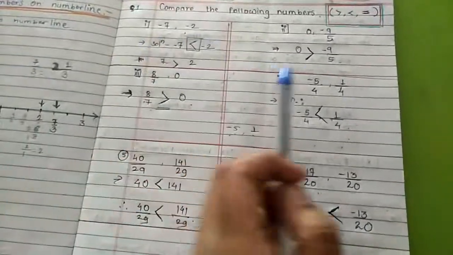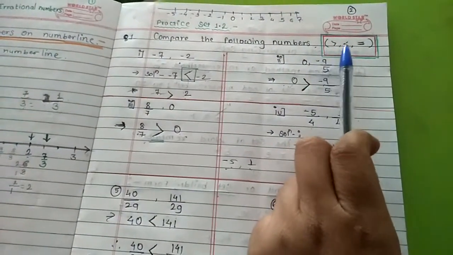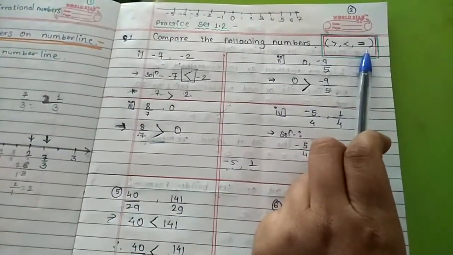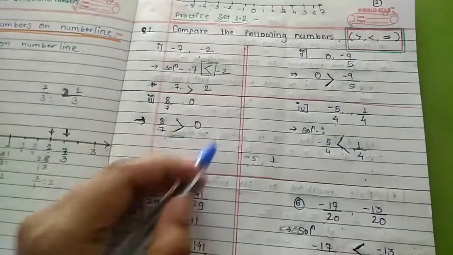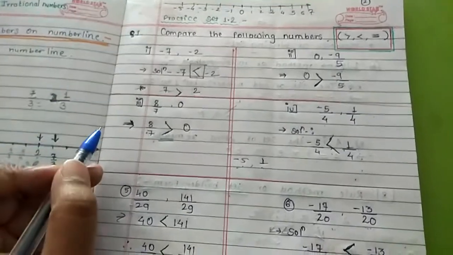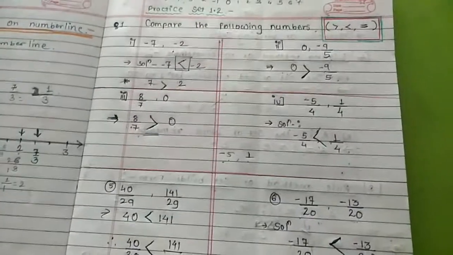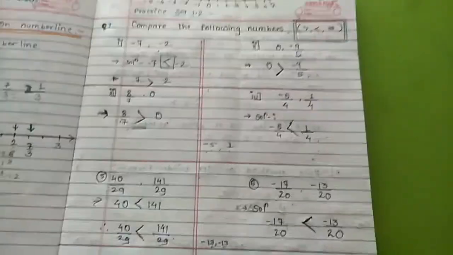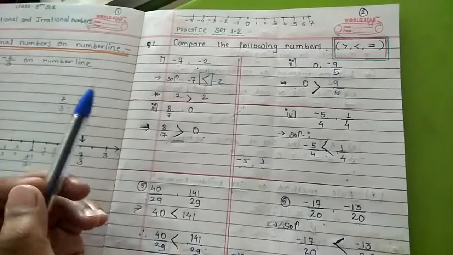Now all of you know that for comparison we use these three symbols: greater than, smaller than and equal to. So what do you have to do? Whenever numbers are given, you have to observe whether those numbers are integers or fractions. Suppose those numbers are integers. In integers you have to identify whether both numbers in the pair are positive or not.